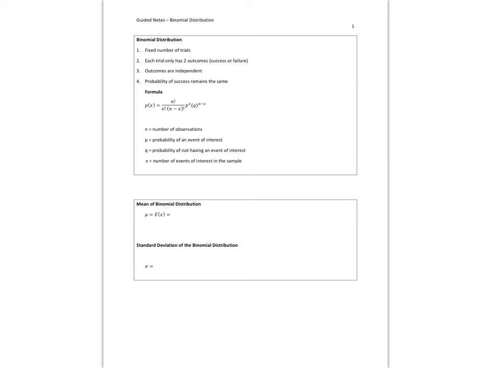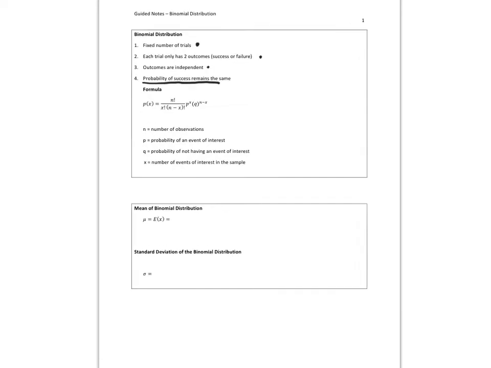The binomial distribution is a discrete distribution. And what that means is that what you're trying to find the probability of, the probability of a particular x, those x's will be countable. They're discrete. There's a fixed number of trials. Each trial only has two outcomes, success or failure. Outcomes are independent. The probabilities do not change.